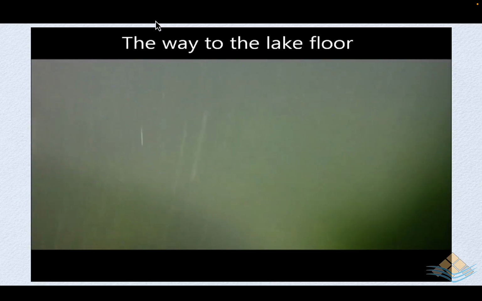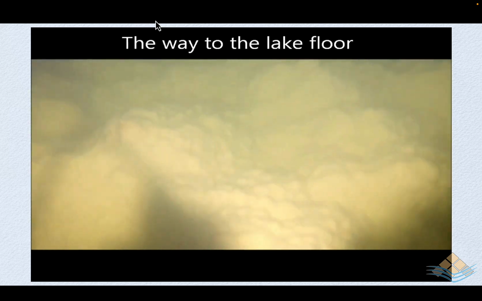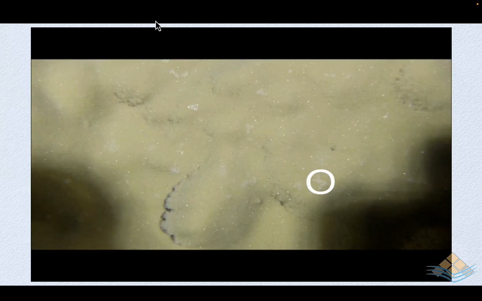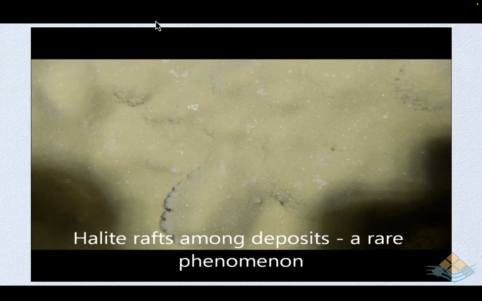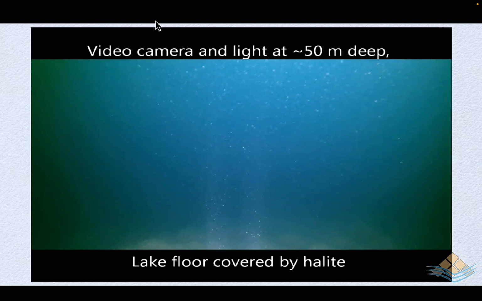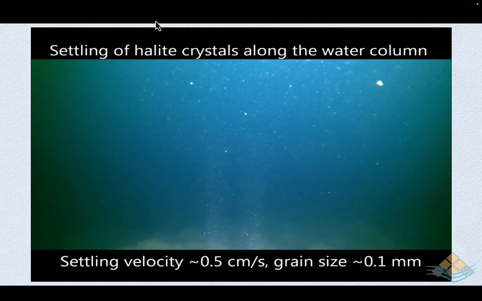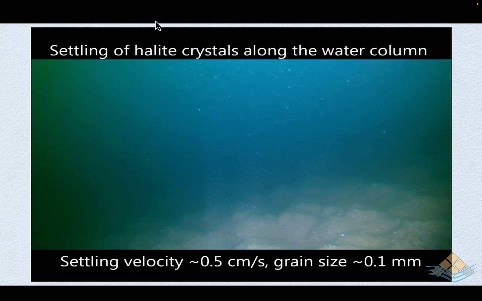Typical skeletal formed halites, we're now moving down toward the lake floor. We've now reached the lake floor, and here we can see those coarse meshworks. In this case, they're covered by a fine halite, and we can also see rafts accumulating. So we can see the settling of those halite crystals and their accumulation on the floor of that Dead Sea column, with a settling velocity of around 0.5 centimetre per second, with a typical grain size of the order of 0.1 of a millimetre.